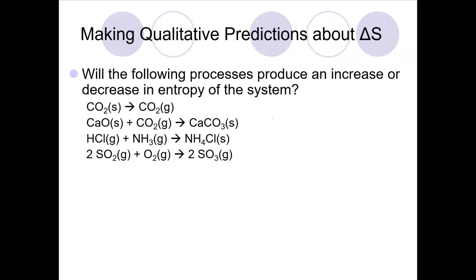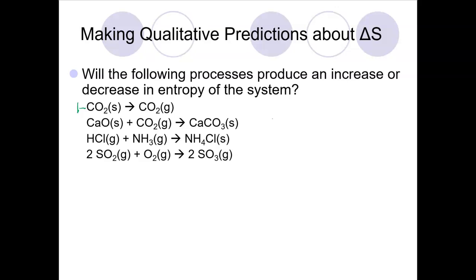Will the following processes produce an increase or decrease in entropy of the system? So we're trying to figure out, will delta S be a positive or a negative number? Obviously, we can't actually calculate that. So we're going to have to stop and look at this situation and think about what's happening. So in scenario 1, carbon dioxide solid becomes carbon dioxide gas. So we need to tell by looking at this, is it going to get more disordered or less disordered?